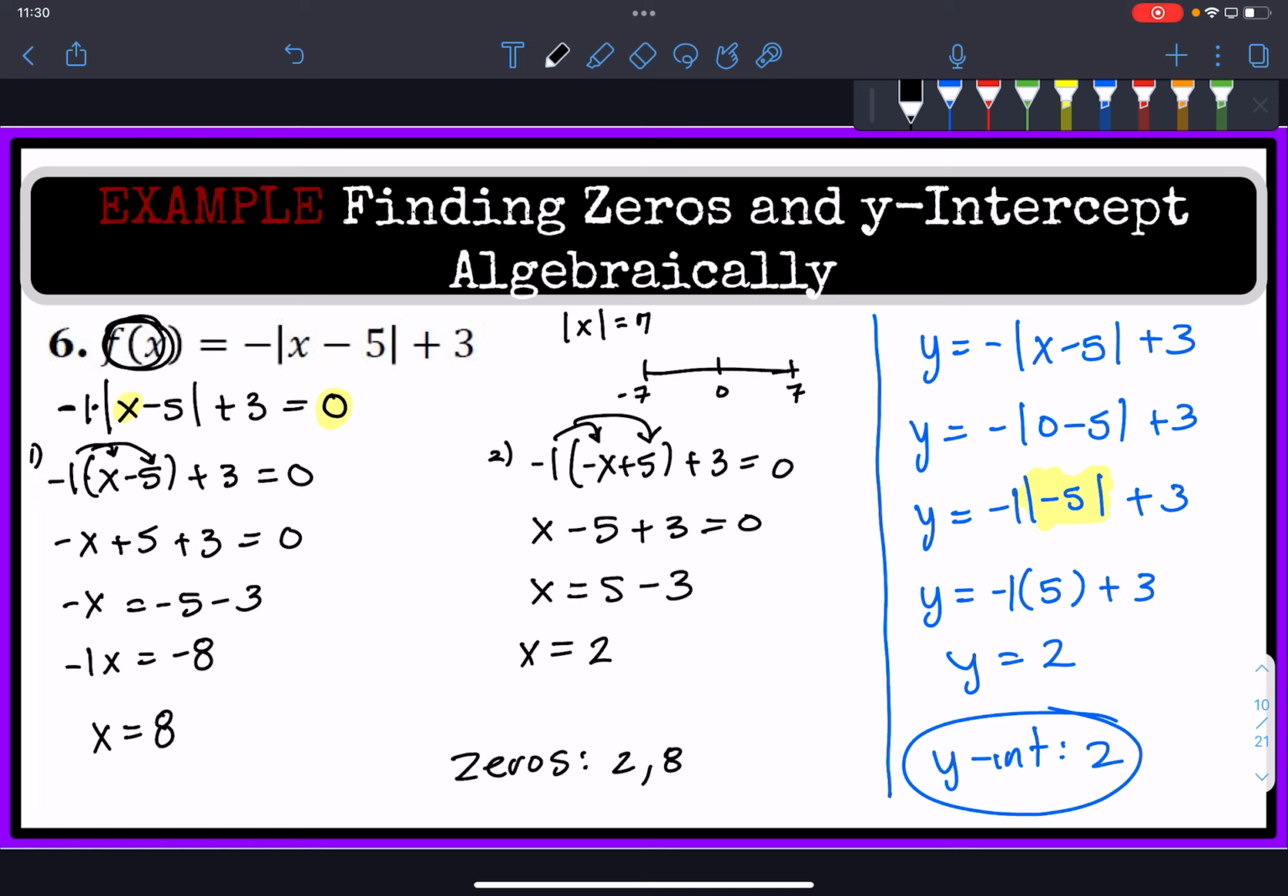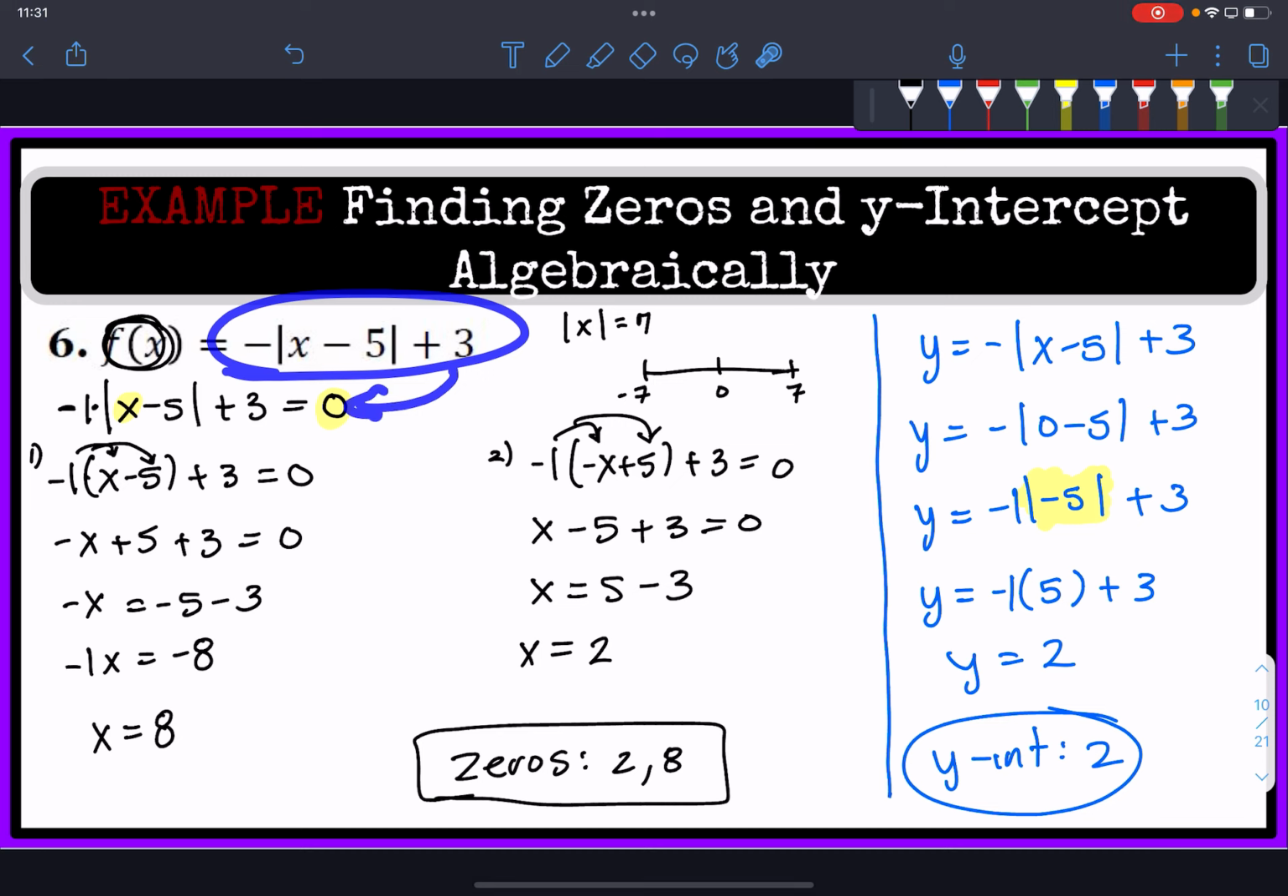Graphically, this simply means that we're crossing the x-axis at positive 2 and at positive 8. Algebraically, this means that if I plug in the number 2 for the value of x, this entire thing will equal 0. And if I plug in the number 8 for the value of x, again this entire thing will simplify to 0. Everything will cancel out and we just end up with 0.